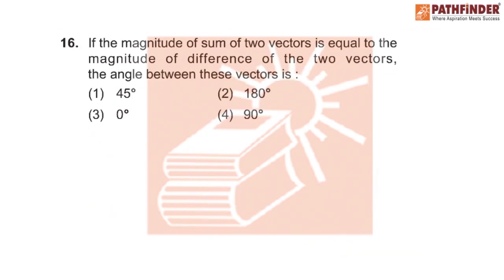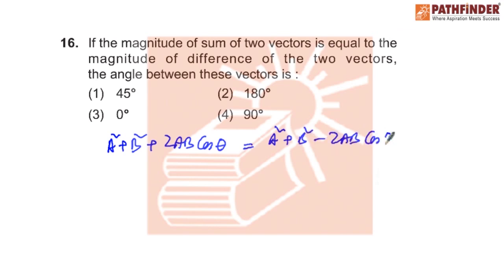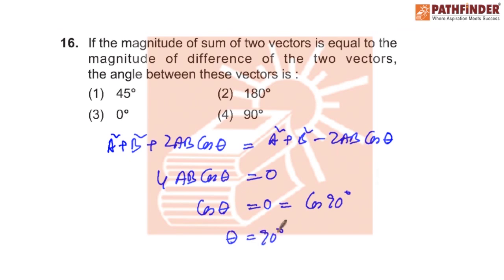Now again we have a problem here, that the magnitude of the sum of two vectors is equal to the magnitude of the difference of the two vectors. Now as you can see, if we equate the magnitude of sum and the magnitude of difference, the angle happens to become 90 degree, because what you have to do is basically write a square plus b square plus 2ab cos theta, that is equal to a square plus b square minus 2ab cos theta. So that gives you 4ab cos theta is equal to 0. So cos theta is 0, which is equal to cos 90, and that makes theta 90 degree. So it's the fourth option which is correct here, that it is 90 degree.